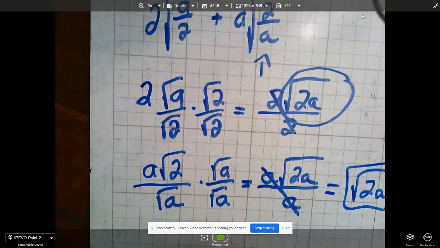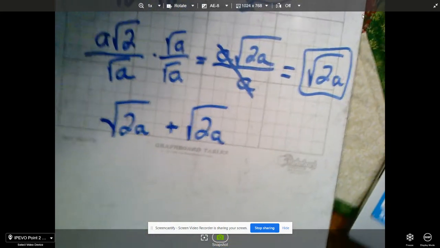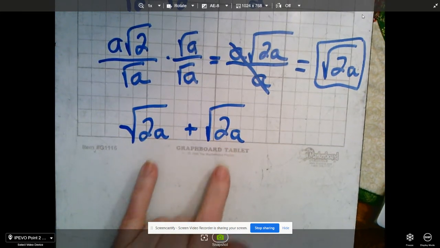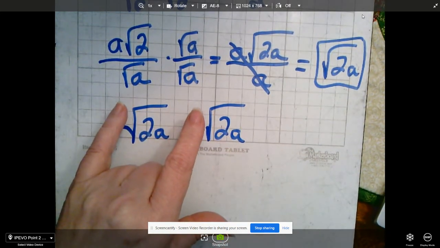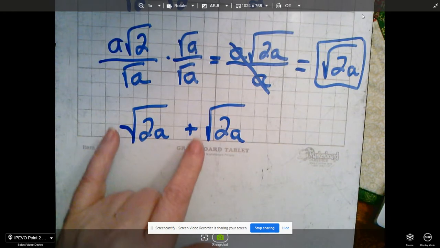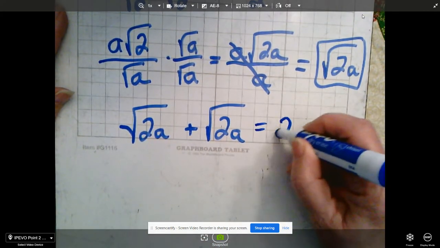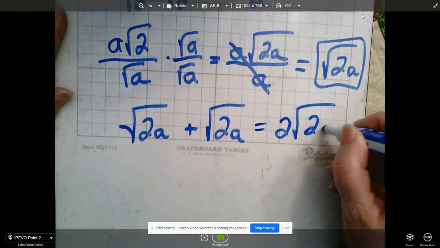So now I've got the square root of 2a plus the square root of 2a. So now you have to remember, if I am adding radicals, the radicand has to be the same, the index has to be the same. If those two things are true, I will just add their coefficients. So this will become 2 times the square root of 2a.